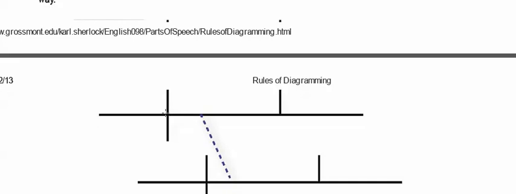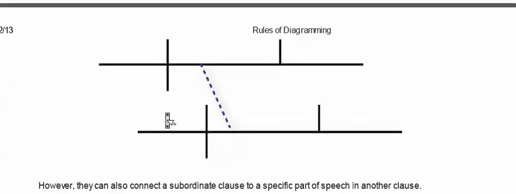We use dashed diagonal lines to connect subordinate clauses. Okay, that's different. Remember before we showed you a dashed vertical line that had a little step in it that was to put a coordinating conjunction like and, but, or on. This is diagonal, and it is for subordinating conjunctions.